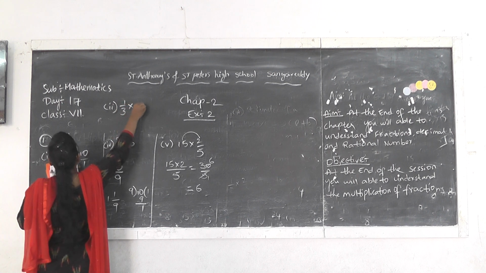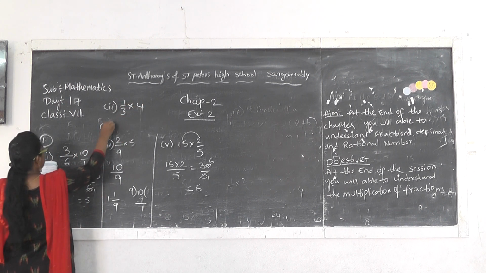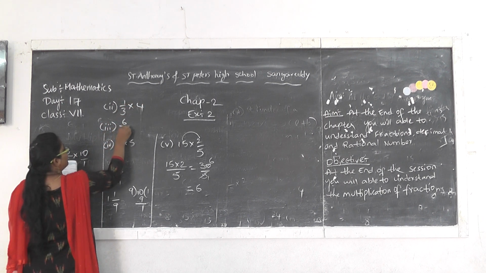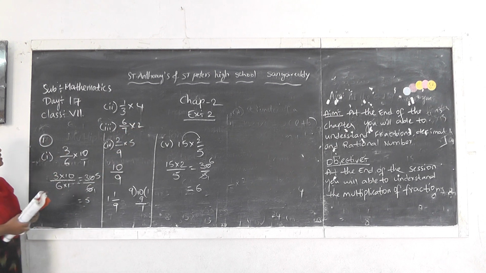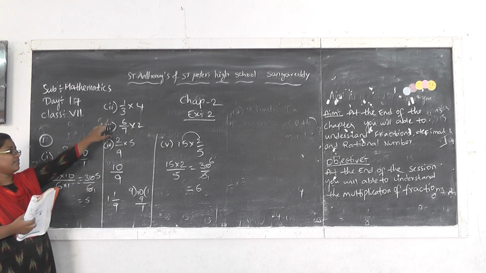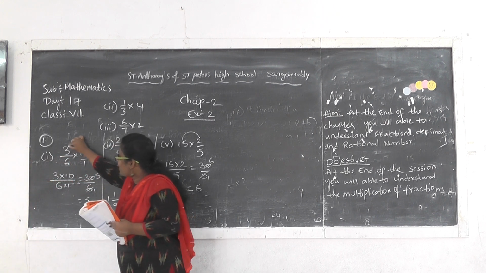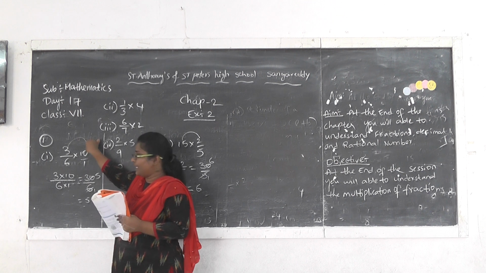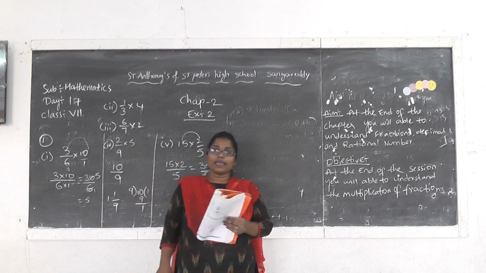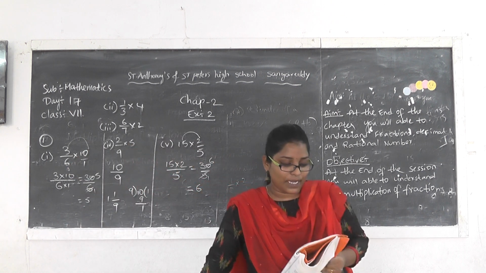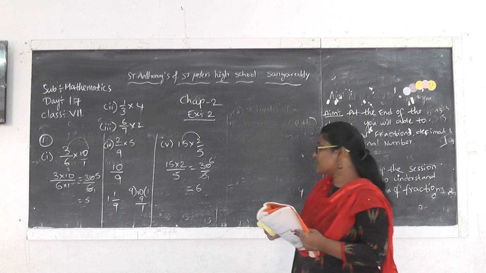1 by 3 into 4 and the third one, 6 by 7 into 2. So a total of 5 questions are there. The second and third you have to solve: 1 by 3 into 4 and 6 by 7 into 2. So what you have to do is multiply the number with the numerator, and the denominator remains the same. Clear? Now let us solve the second bit.